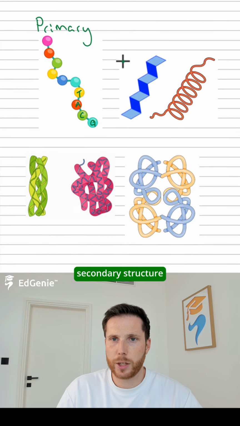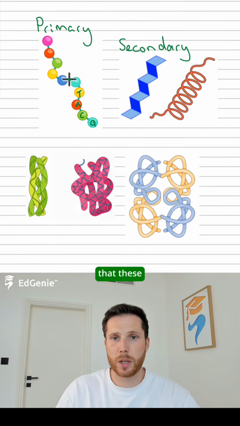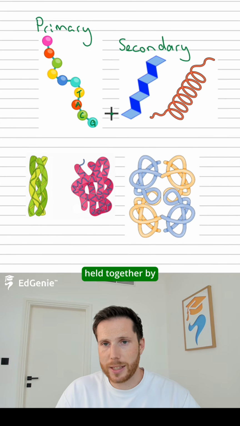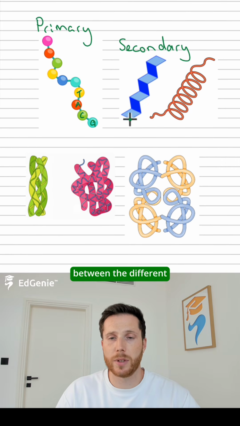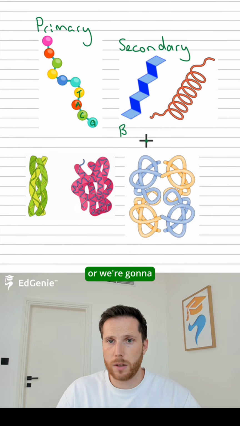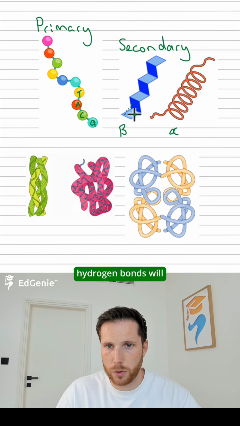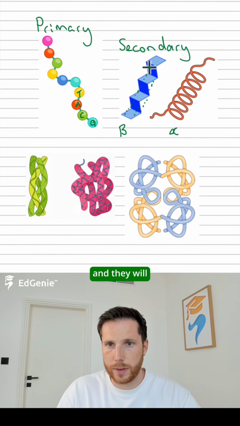Next up we have the secondary structure. So the secondary structure is the different local shapes that these polypeptide chains form, and these are held together by hydrogen bonds between the different amino acids in the chain. So there's 2 different possibilities. We're either going to get a beta pleated sheet, which we can see here, or we're going to get an alpha helix, like we can see here. And then these hydrogen bonds will form across here between these different amino acids, and they will hold these different shapes in place within the protein.